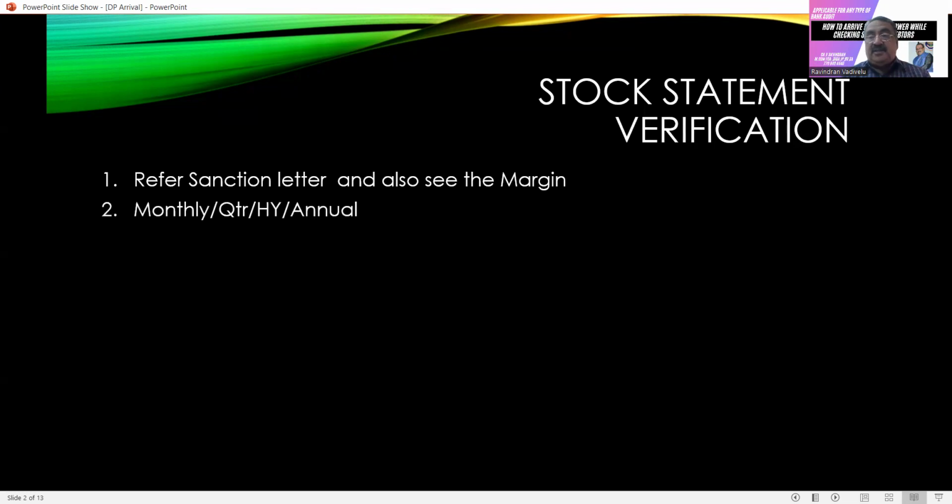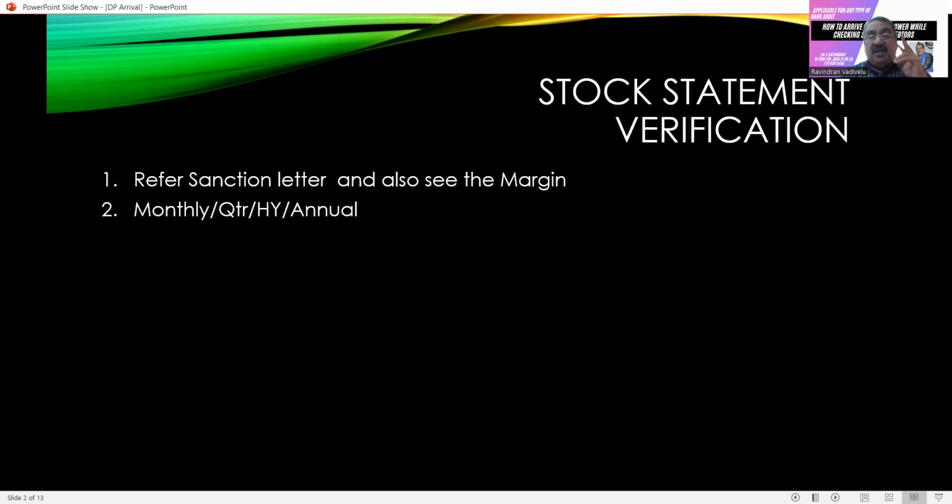Next important point is that in the sanction letter, they mention that the stock statement has to be submitted by the borrower every month, or sometimes on a quarterly basis, or sometimes half-yearly basis, sometimes annual basis. This will be specifically given in the sanction letter. Recently, the government has introduced for the purpose of MSME working capital limits that the stock statement may be submitted on an annual basis. So whatever it may be, you have to see the time of submission of the stock statement by the borrower to the bank. It will be specifically mentioned in the sanction letter.